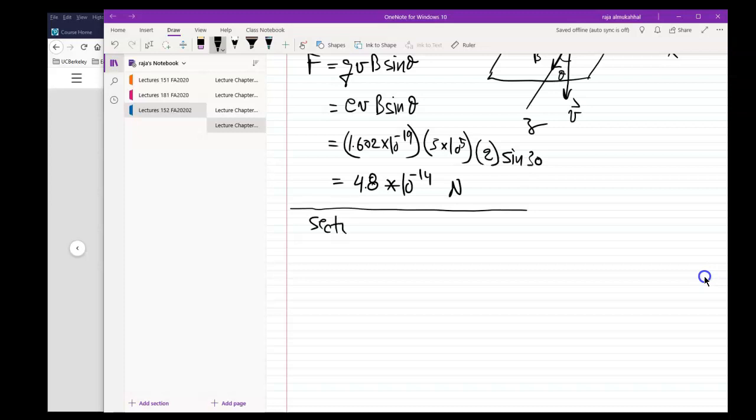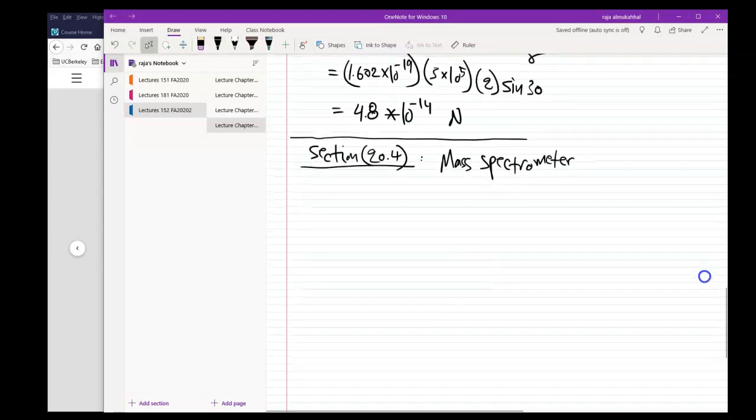Section 20.4. It's more of an application of what we have just talked about. He calls it Mass Spectrometer. Okay, what is a mass spectrometer, or the science of mass spectroscopy? Mass spectroscopy answers the following question.